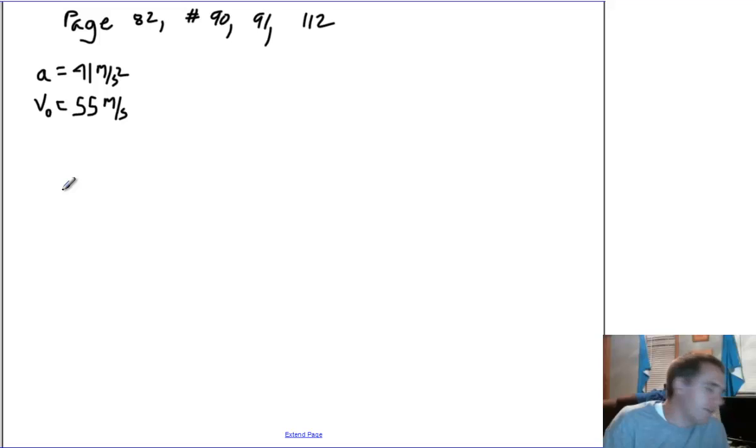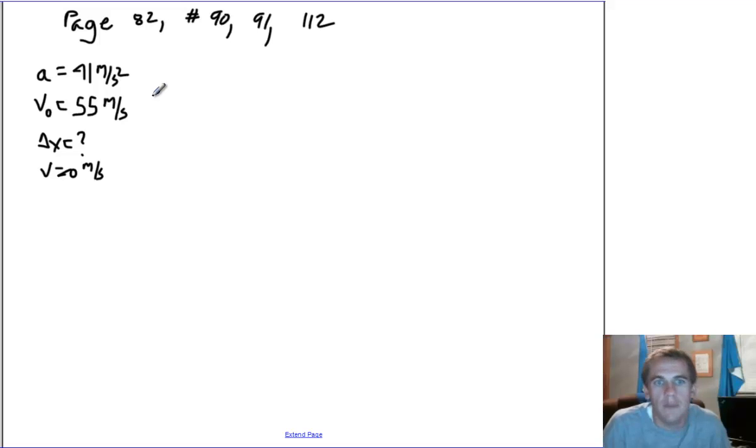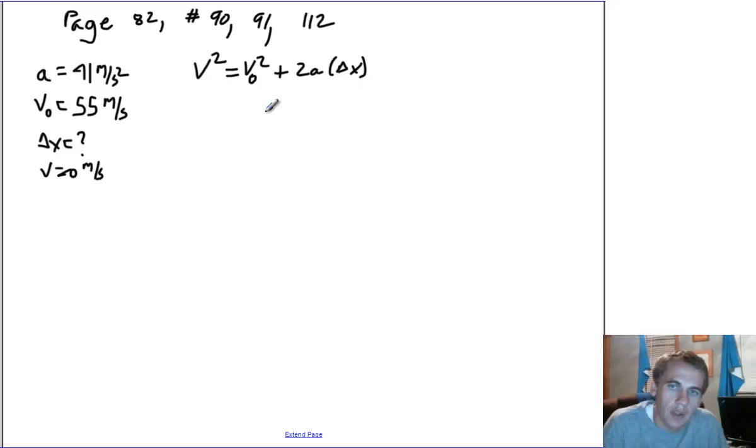How many meters will it travel before it stops? Okay. It wants to know how many meters, so that's a change in position or displacement. Before it stops is my final velocity, 0 meters per second. So there's every piece of information I know. Now I just need to figure out, what do I do, right? Well, I've got final velocity, initial velocity, acceleration, and change in position. I have an equation that relates all those. Kinematic equation number 3 says final velocity squared equals initial velocity squared plus twice the acceleration times the change in position. Okay, so plug in my variables.